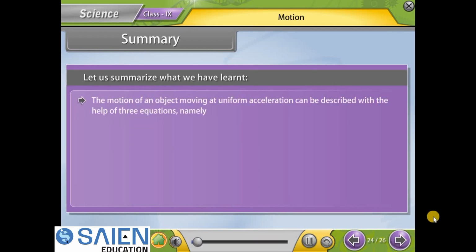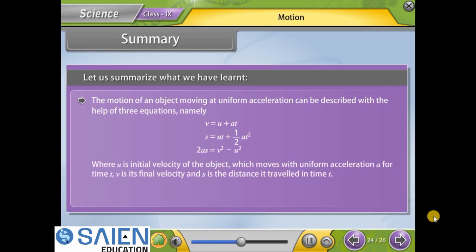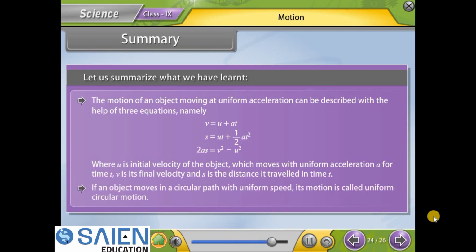The motion of an object moving at uniform acceleration can be described with the help of 3 equations, namely, V is equal to U plus AT, S is equal to UT plus 1 upon 2 AT square, 2AS is equal to V square minus U square, where U is the initial velocity of the object, which moves with uniform acceleration a for time t. V is its final velocity and s is the distance it traveled in time t. If an object moves in a circular path with uniform speed, its motion is called uniform circular motion.